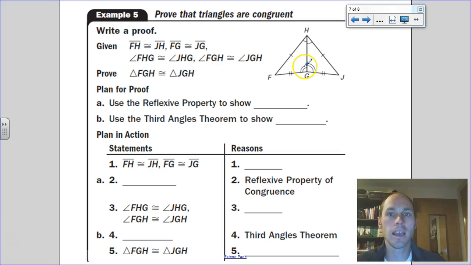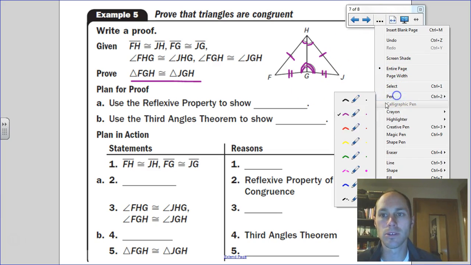This proof says that FH is congruent to JH. It's always important to write on our diagram so we know what we're talking about. FG is congruent to JG, and angle FHG is congruent to angle JHG, and angle FGH is congruent to angle JGH. And we want to prove that the two triangles are congruent. So if we want to do that, well, remember what congruent means? Well, all sides and angles need to be the same.